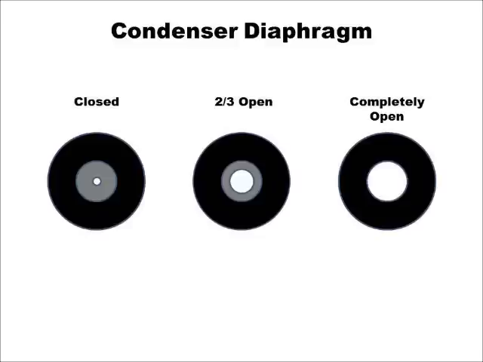The figure on the left is when the condenser diaphragm is closed down, and the figure on the right is when it is all the way open. What you want to do is adjust the diaphragm until the light covers about 2/3 of the field as shown in the center figure.